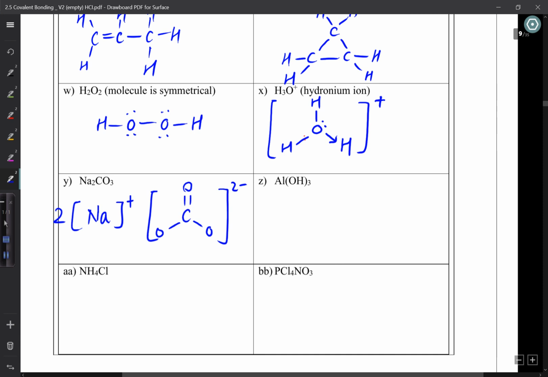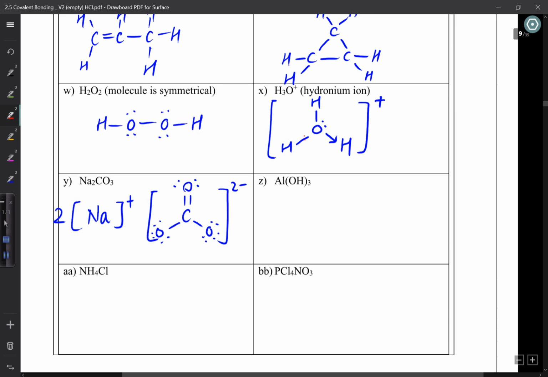Did you notice? In other words, sodium carbonate contains both ionic bonds and covalent bonds. So this is the structure of Na2CO3. So how do you get the structure? Basically the main focus is on the CO3 2 minus. How do you get the structure of CO3 2 minus?